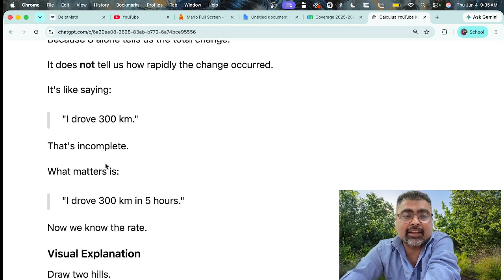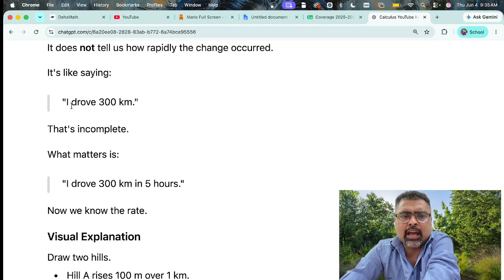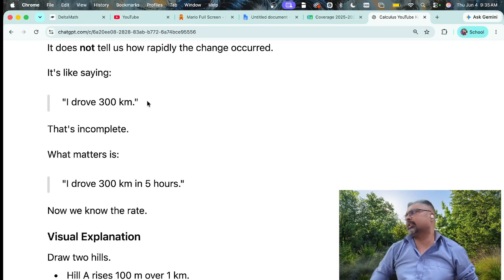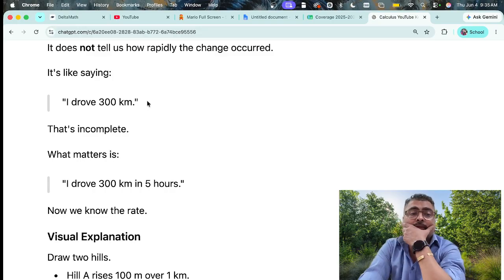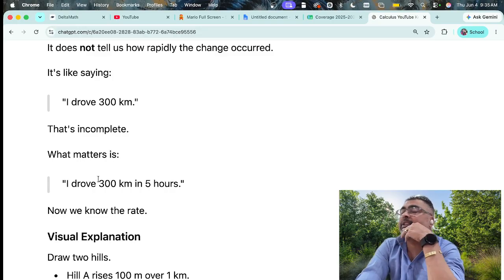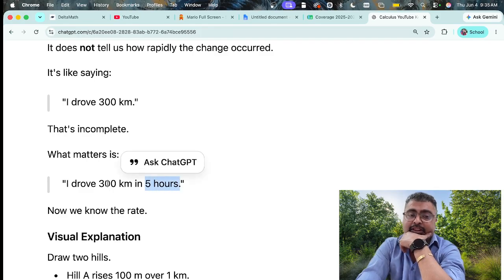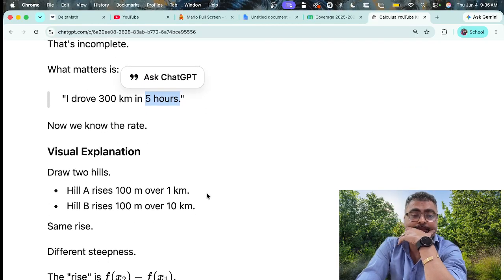It's like saying I drove 300 kilometers, but that's incomplete. What matters is I drove 300 kilometers in 5 hours. Whether I drove 300 kilometers in 5 hours, or in 2 hours, or in 1 hour, we can actually compare the rate of change for different cases, for different scenarios.